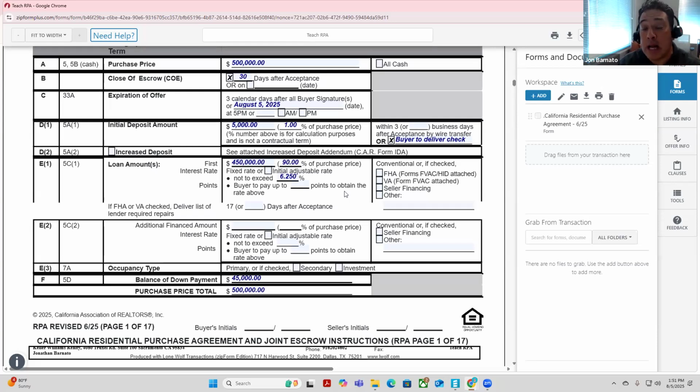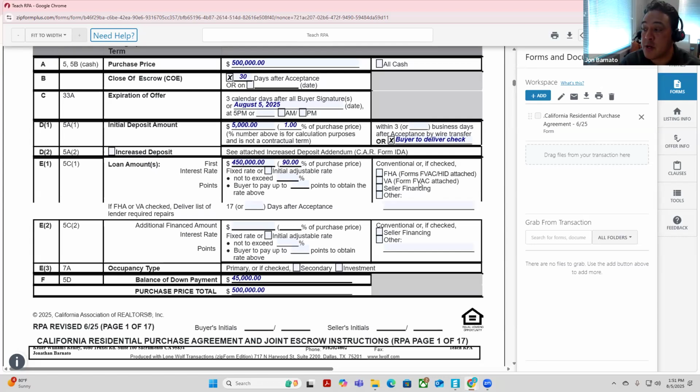I tend to leave it blank, but if the buyer is super tight on their money, especially tight on the payment, like we're maxing out their approval, I usually try to put a rate in there just to protect my buyer. Does that make sense?